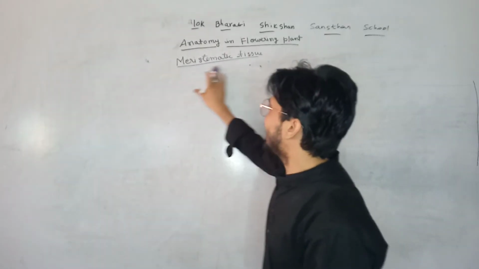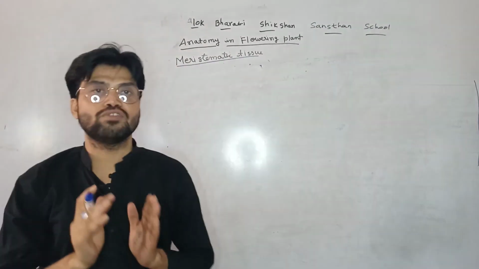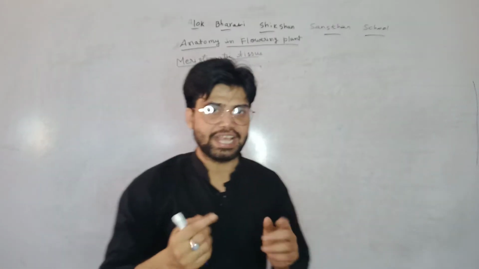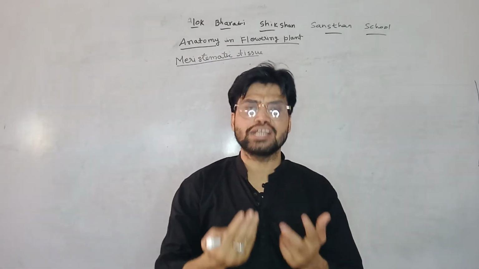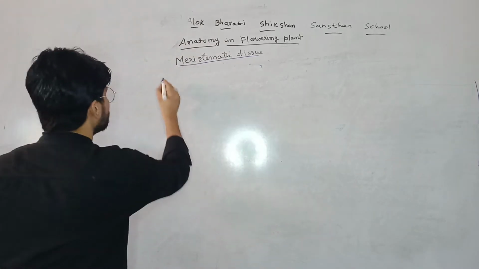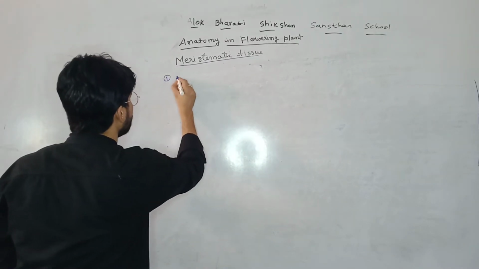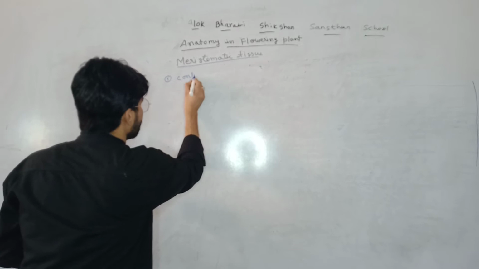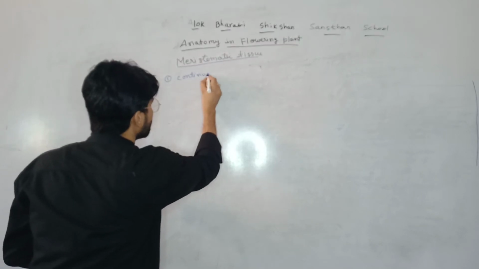Number one, the meristematic tissue is continuously dividing. It will divide and keep dividing. This is the first characteristic of the meristematic tissue: continuously dividing.